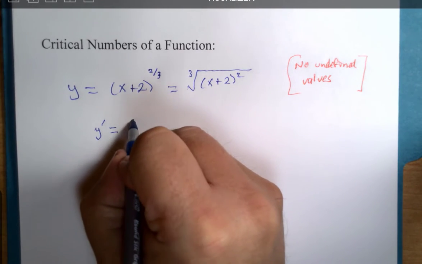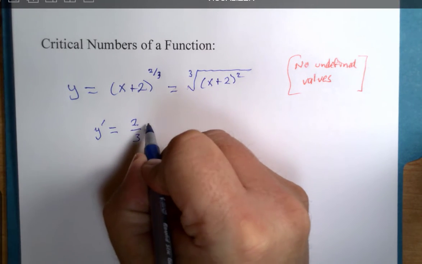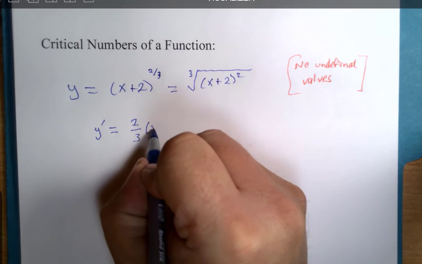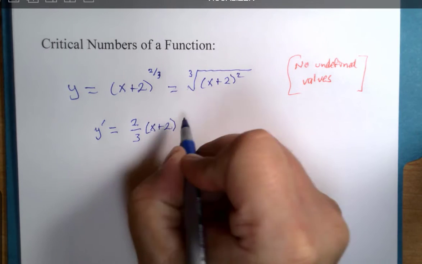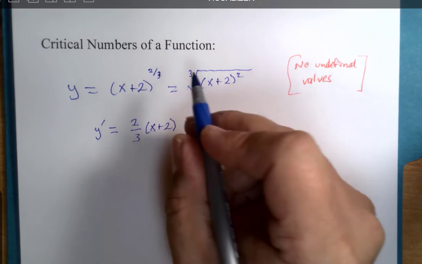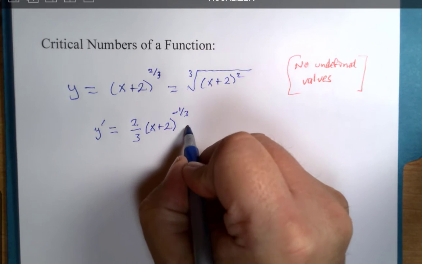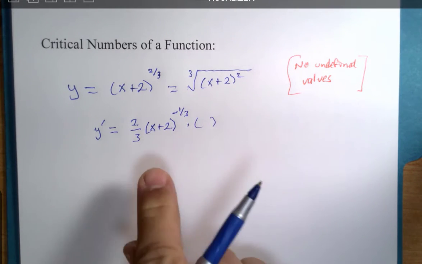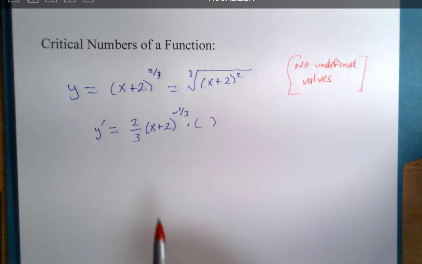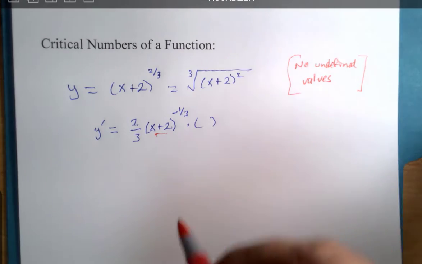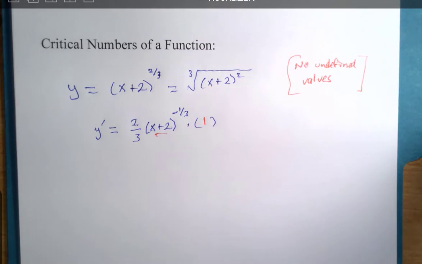Power rule would say it's 2/3 multiplied by (x + 2), the quantity, subtract 1 from that exponent, that would be the negative 1/3 power, and then we would multiply by the derivative of this quantity. Well, the derivative of that quantity is just 1. Uneventful, but I better think about that at least.